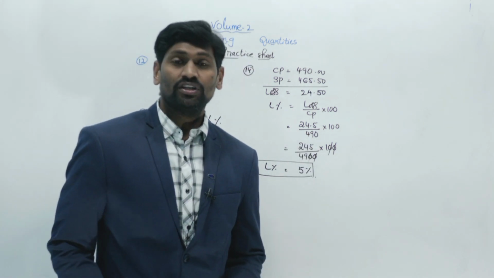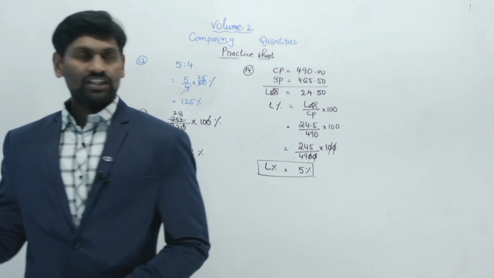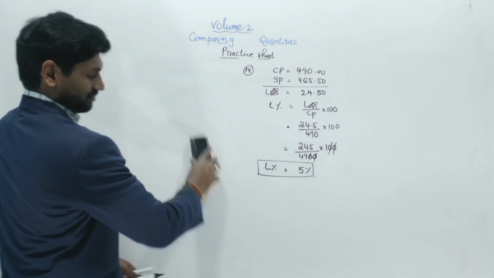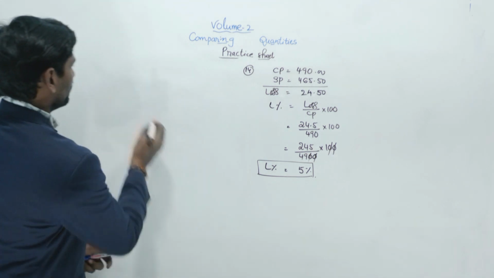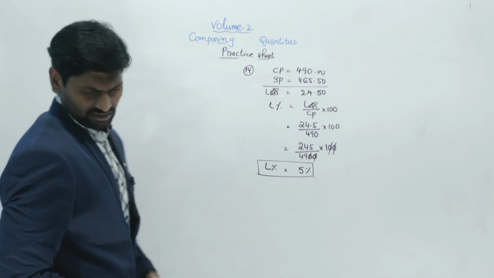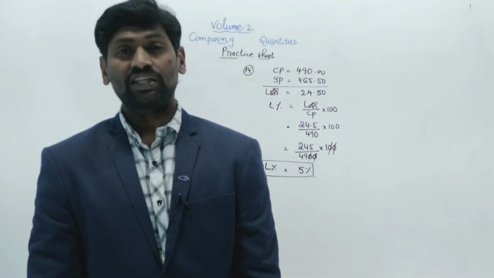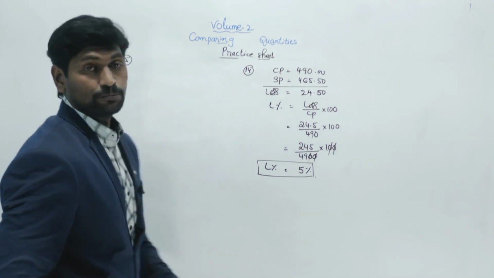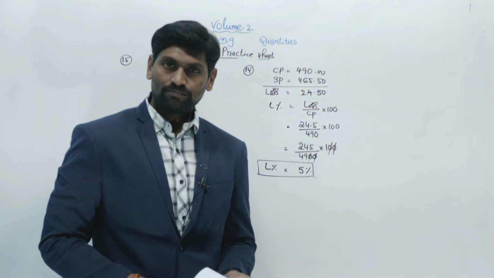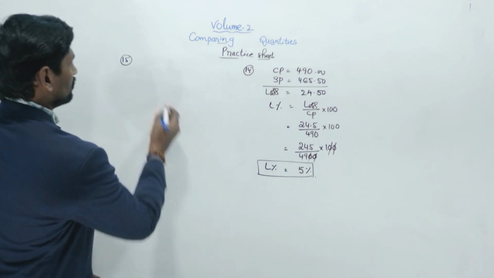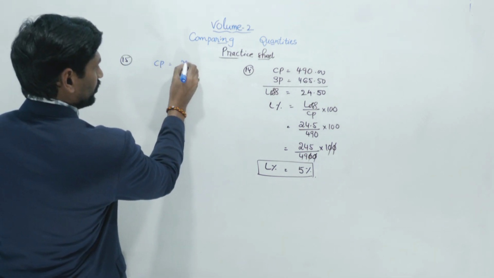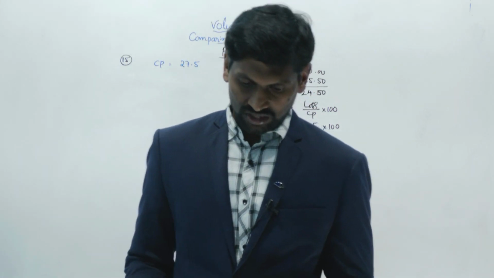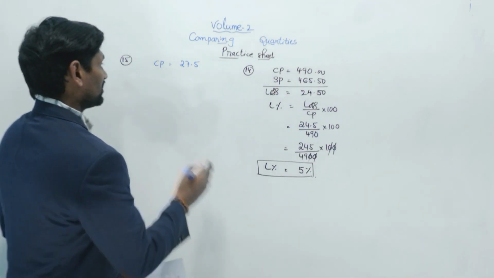Now we'll go to the next problem. Problem number 15 is given that a man buys an article for 27.50 rupees. Buying is nothing but cost price, selling is nothing but selling price. Okay? So cost price is 27.50, nothing but 27.5 rupees, and selling for 28.6.